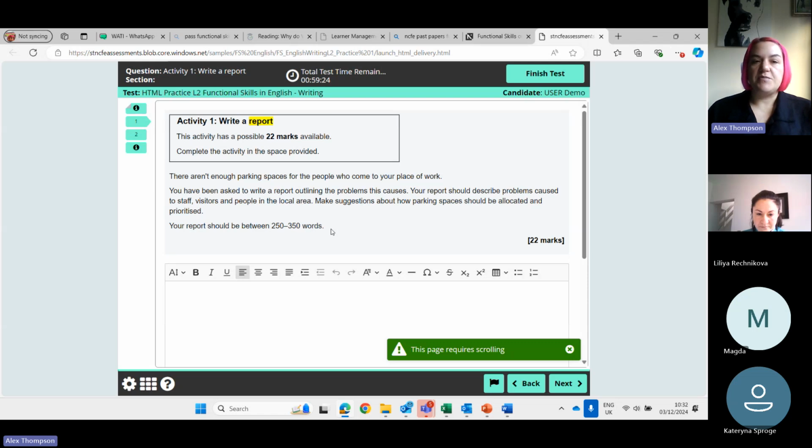Your report should describe the problems caused, here we go, our 3 paragraphs, to staff, to visitors, and to people in the local area. So we have our introduction, which is where you're talking about the fact you are writing a report about the parking. We have a paragraph about the problems for staff, the problems for visitors, and the problems for people in the local area. And then our conclusion is where we make suggestions.